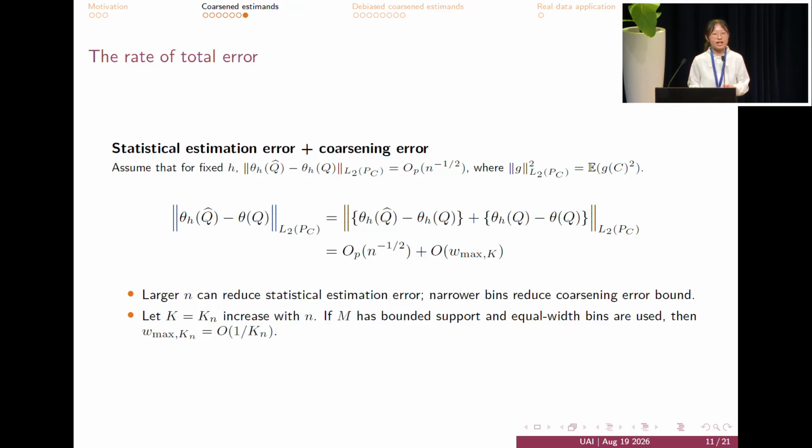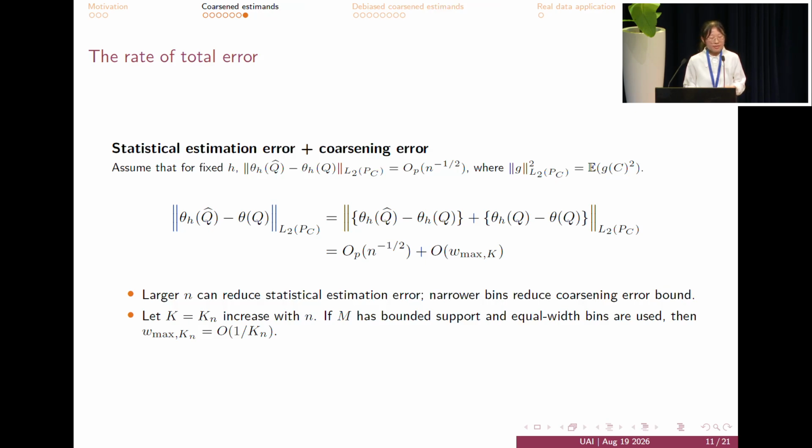If we have a large sample size, then we can afford to use more bins. And if we use equal width bins, then we can get that the coarsening error is bounded by 1 over Kn. That means we can use more bins to reduce the coarsening error.